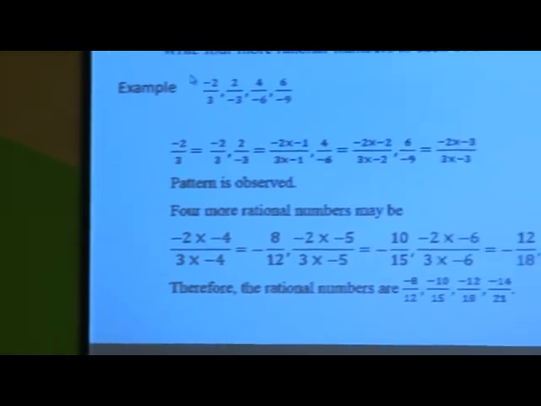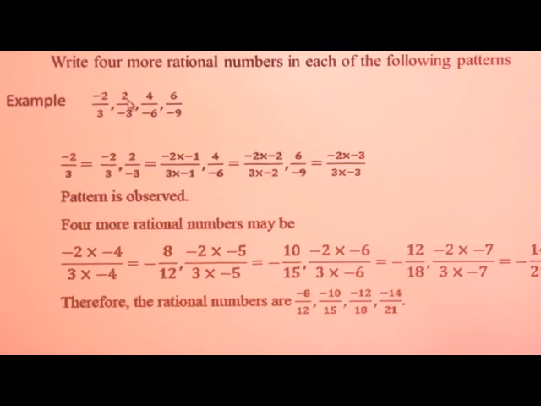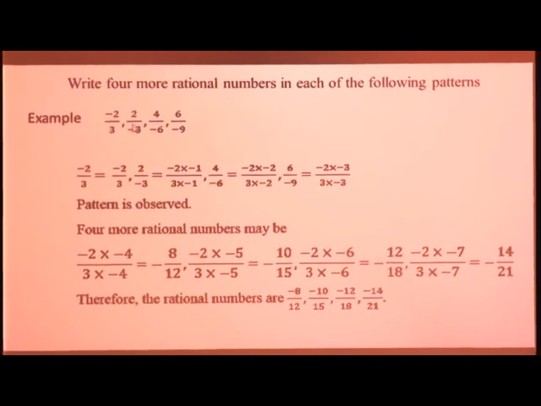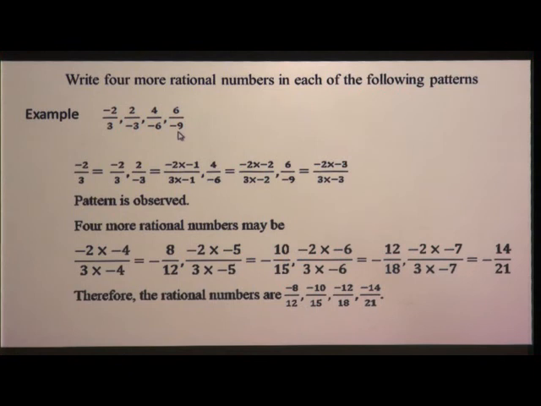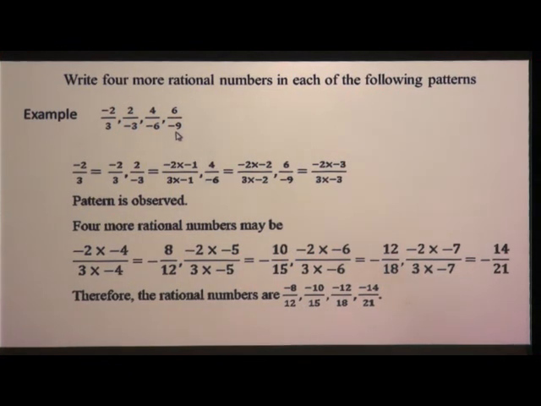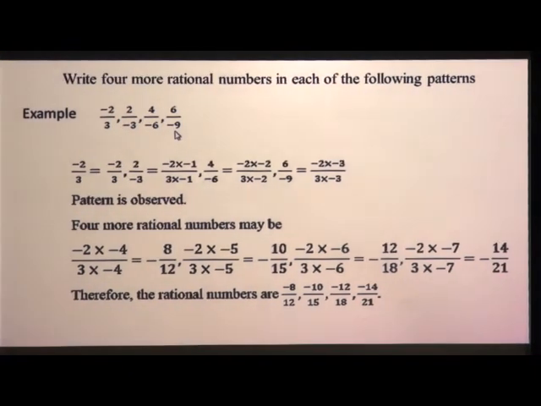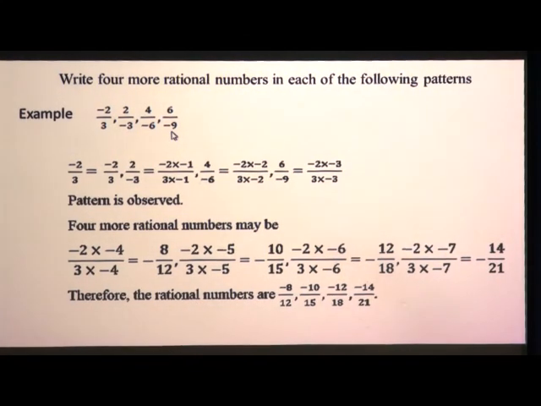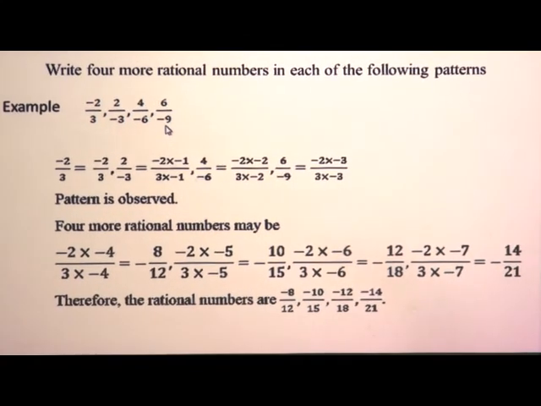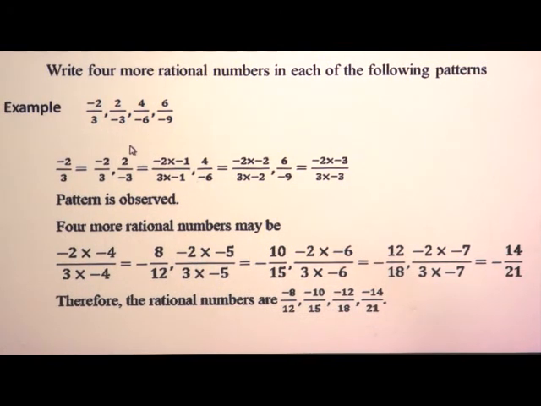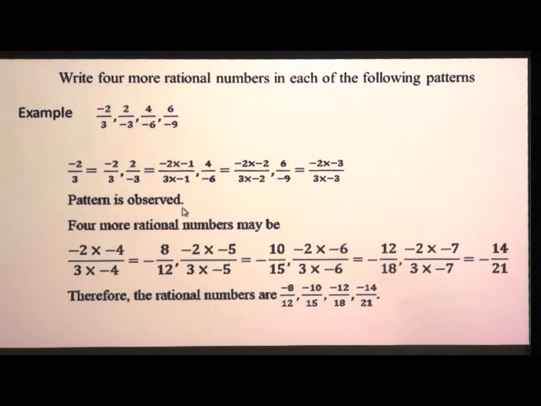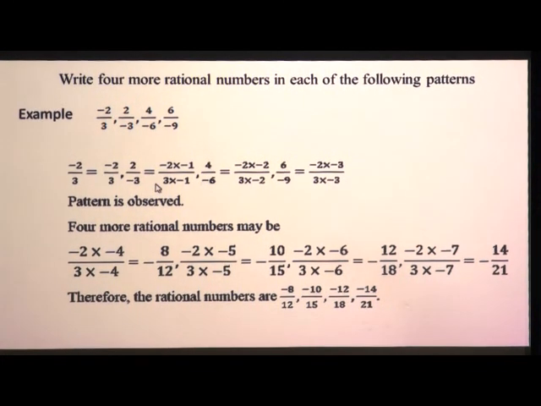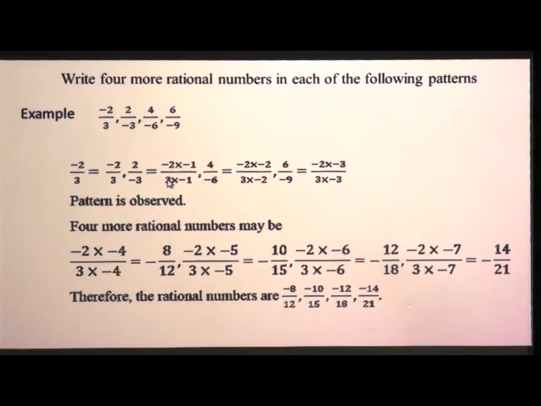Here we are having rational numbers as minus 2 upon 3, 2 upon minus 3, 4 upon minus 6, 6 upon minus 9. Here we are having some different rational numbers. The question is to find 4 more rational numbers. So, you know the pattern. In the previous session we had solved by a given pattern. Today we will use the same pattern and find some more rational numbers.